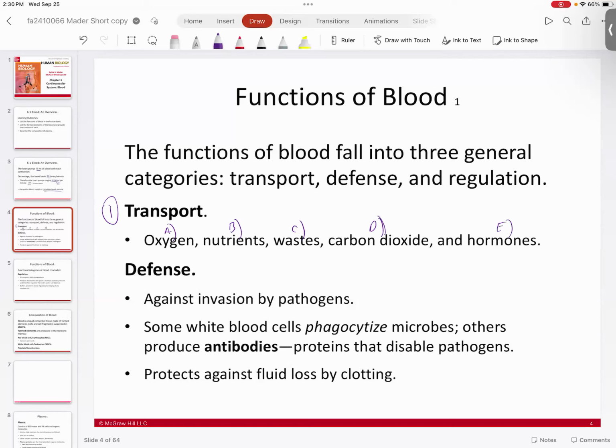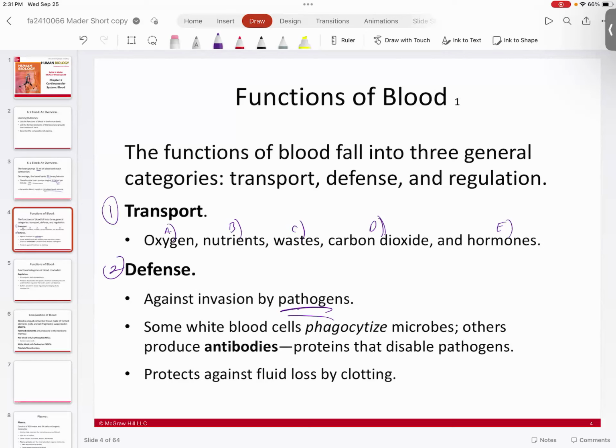And hormones, right? This is how you're basically distributing hormones throughout your body. So you're transporting just about everything that needs to be moved to different areas of the body, depending on the needs of those tissues. It's also going to be involved in defense, right? So your blood is going to be trafficking a lot of blood cells that are involved in your immune system. Basically, you're going to be attacking invading pathogens.